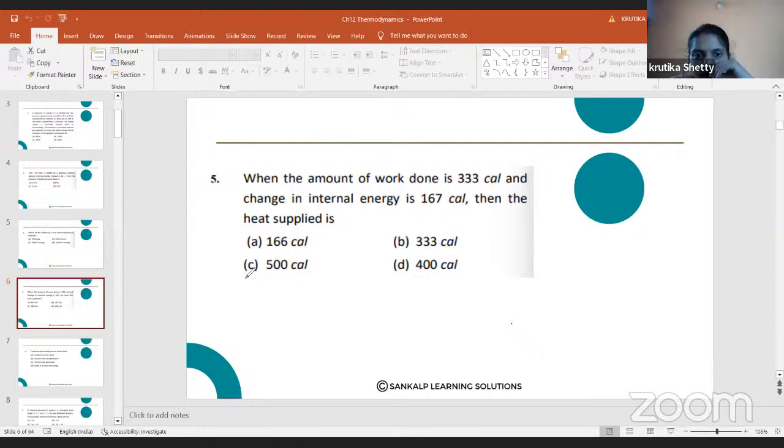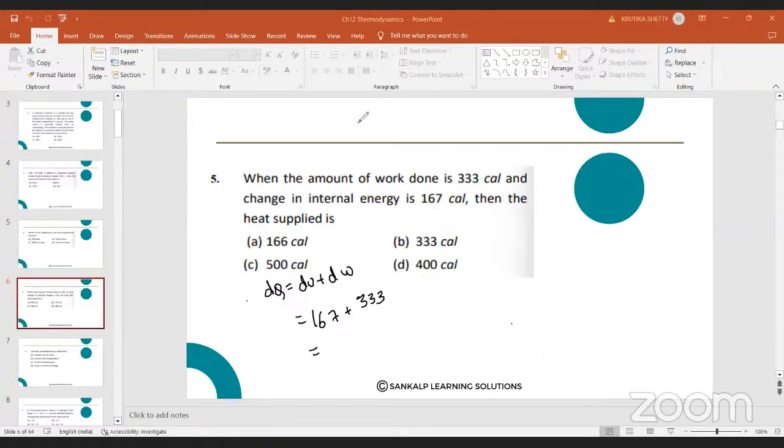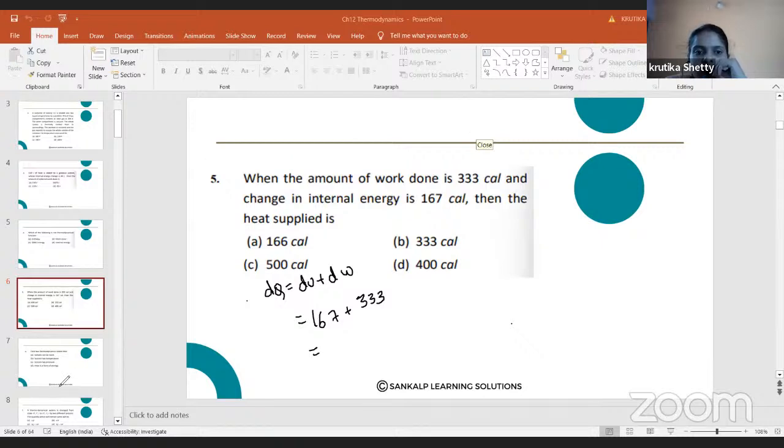So according to the equation, dQ is equal to dU plus dW. So this is equal to 167, which is the internal energy, and the work done is 333. Therefore, the answer is how much? Yes, 500. Option C, 500 calorie is the answer. Yes, let us go for the next question.